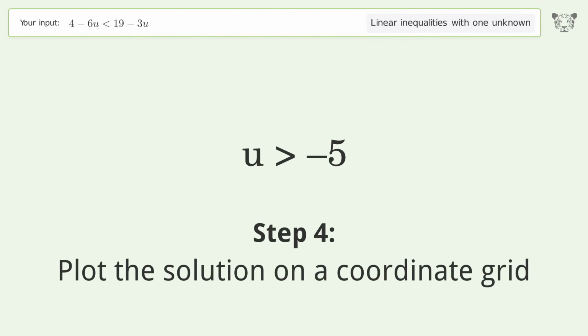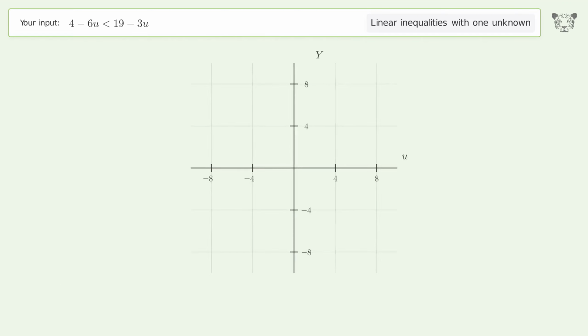Plot the solution on a coordinate grid. And so the final result is u greater than -5.